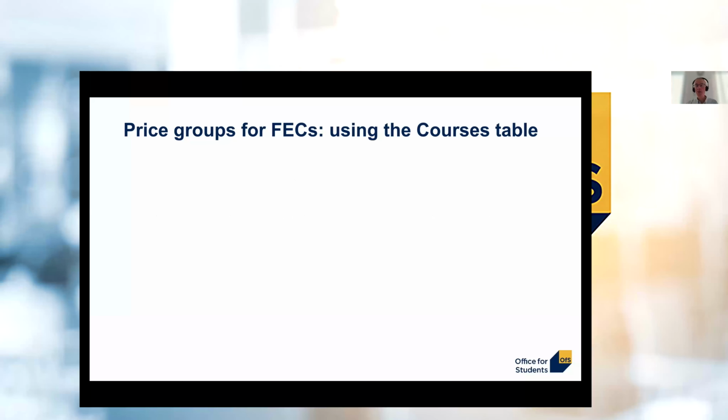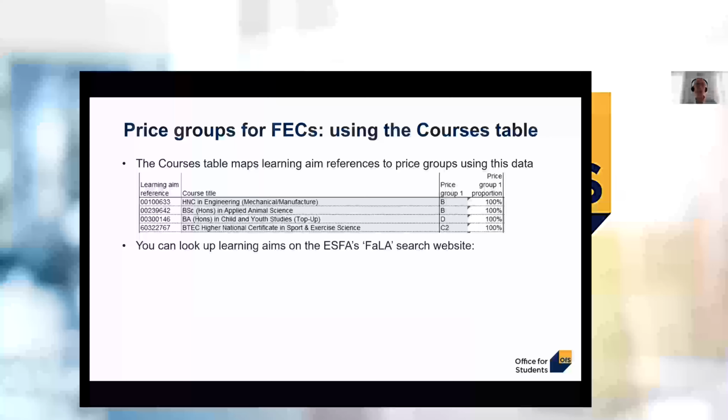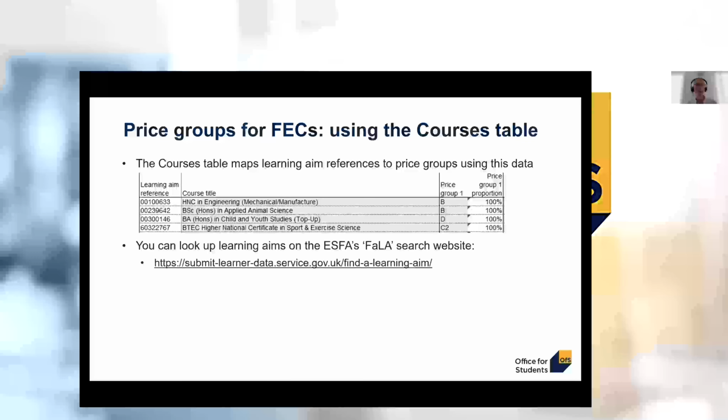HECOS codes are associated with each course's recorded learning aim reference. That was mentioned in one of the questions. And the courses table maps learning aim references to price groups using HECOS data. This goes to the question that Graham was answering about the details that we publish, and we'll talk about that in the next webinar. You can also look up the learning aim references on the ESFA's FALAR search website. Another long URL: https://submit-learner-data.service.gov.uk/find-a-learning-aim.